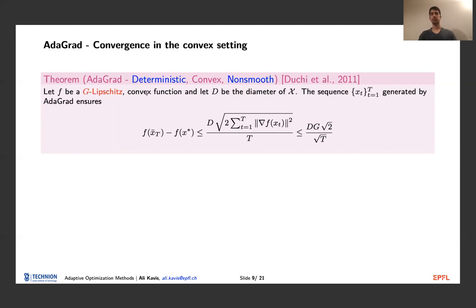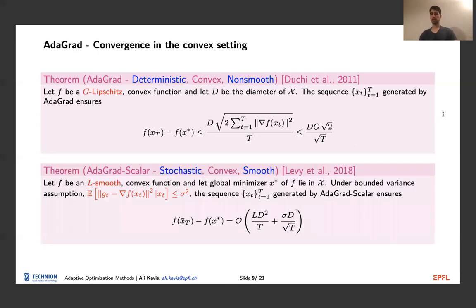I can also say that instead of using deterministic gradients, if we use stochastic gradients, with an additional assumption that in expectation, norms of gradients are bounded by G, again, then we can obtain the same rate. And we have a more recent result for the smooth and stochastic setting. In this setting, we're going to assume f to be L-smooth convex, and that the global minimizer of f lies in this compact set X.